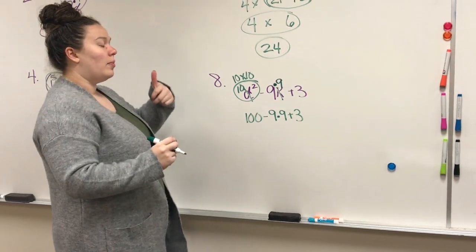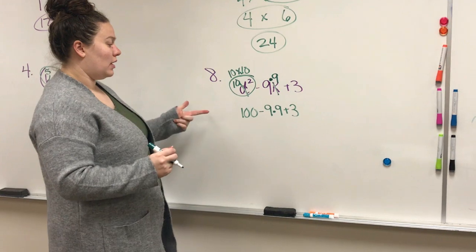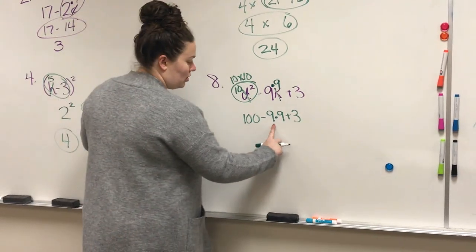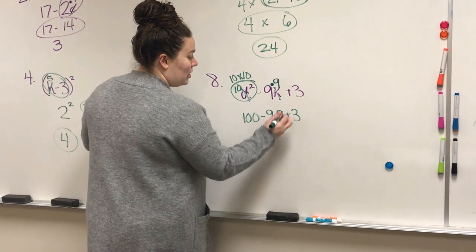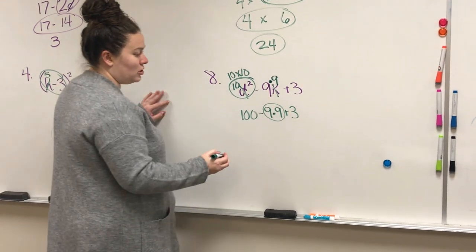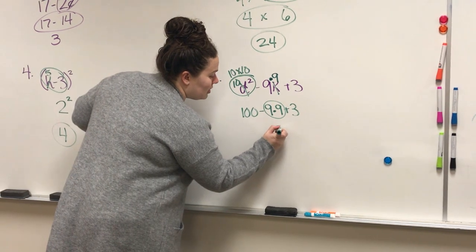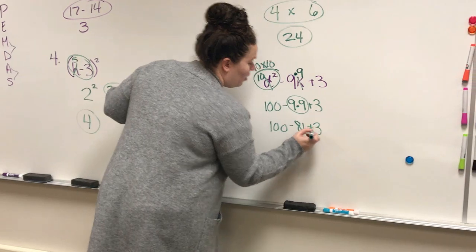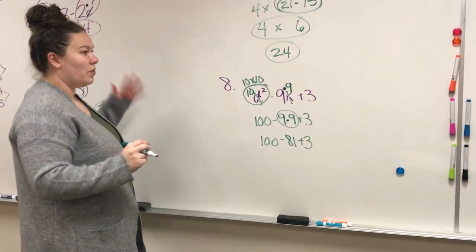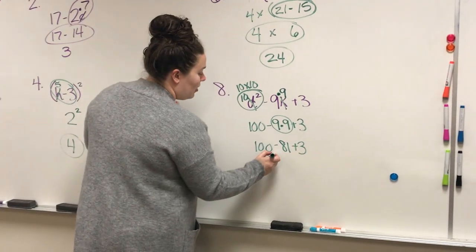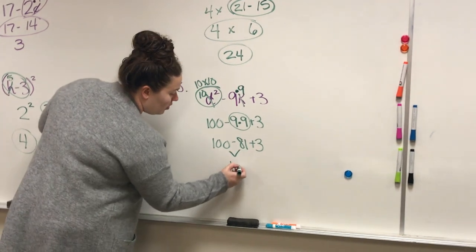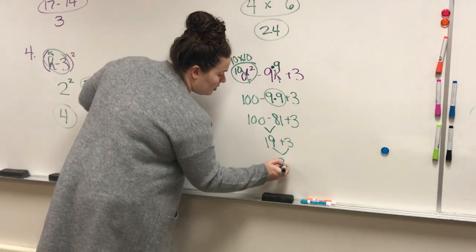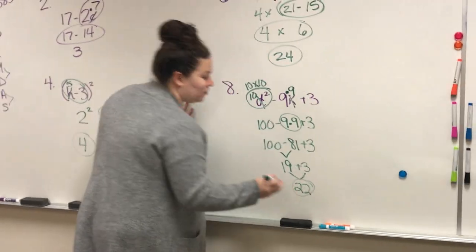Okay. I don't have any parentheses. I don't have any exponents. Next is multiplication or division. This is not multiplication or division. This is multiplication or division. 9 times 9 is 81. Rewrite my problem. And then go from left to right, adding or subtracting. 19 plus 3. My answer is 22.